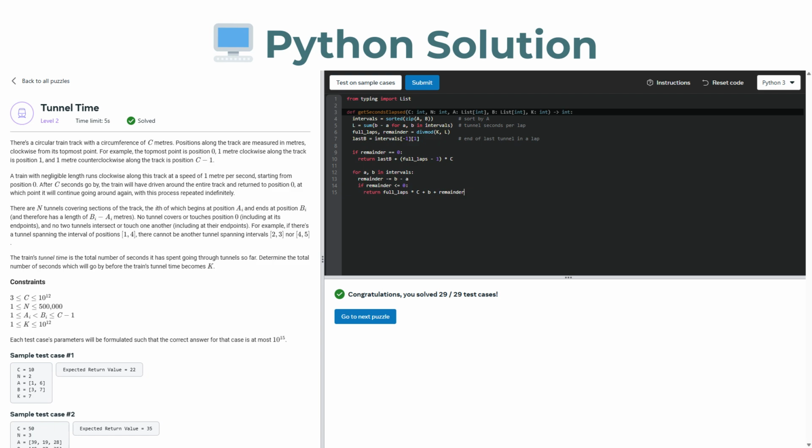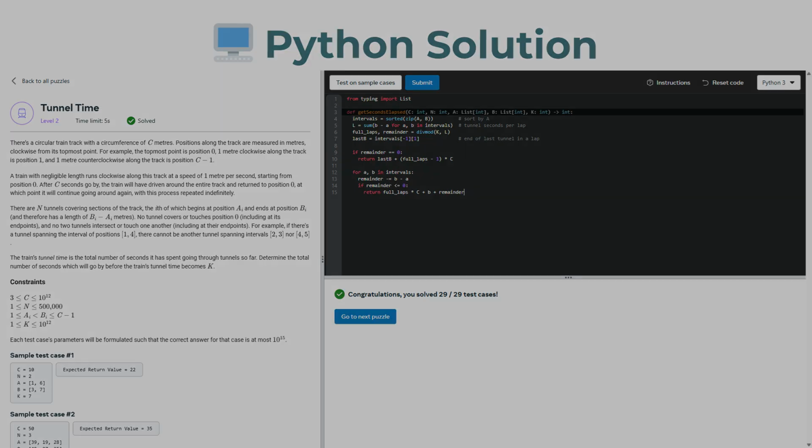If the remainder is 0, we finish at the end of the last tunnel of that lap. Time equals q times C minus C, plus the end of the last tunnel. Otherwise, on the next lap, we subtract tunnel lengths in order until the remainder would drop below 0, and stop inside that tunnel r seconds after its start, the same as start plus r. That gives the final time.